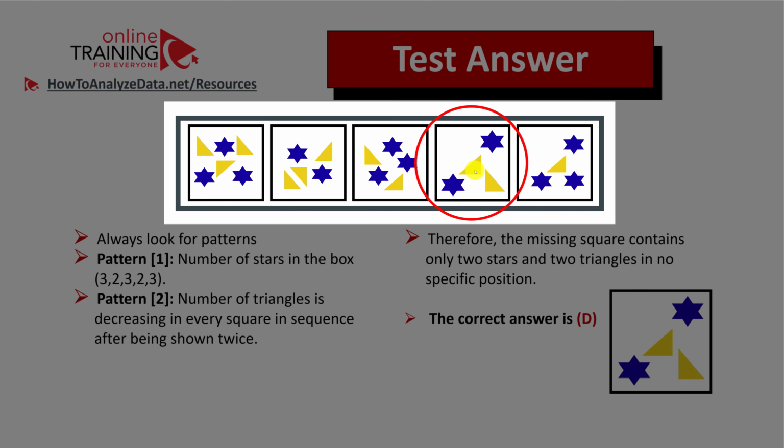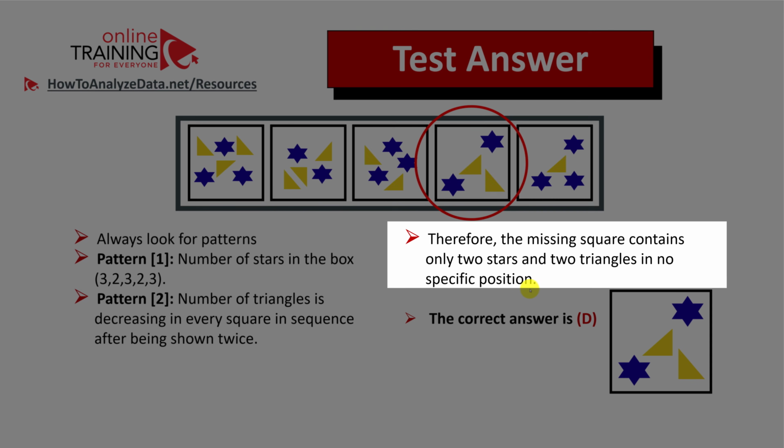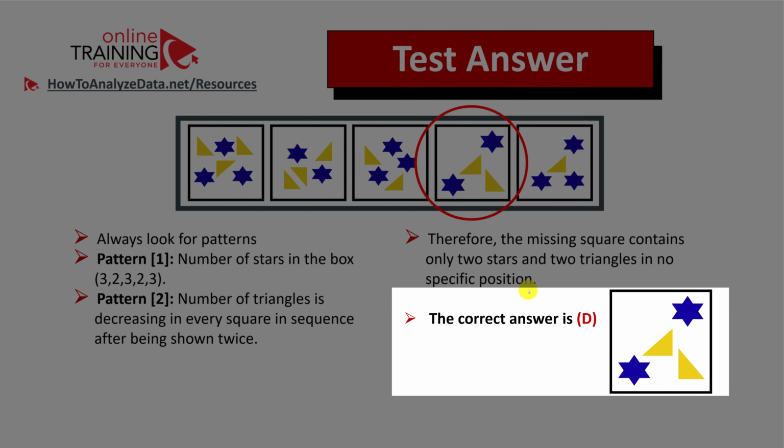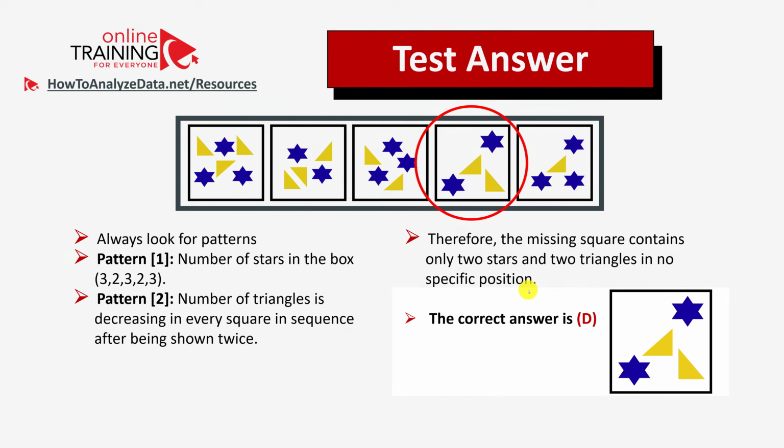So following this pattern, the missing object will also have 2 triangles, and then the last one will have 1 triangle. This is why the missing square contains only 2 stars and 2 triangles in no specific position. So the correct answer here is choice D. Hopefully you've nailed this question and now know how to answer similar problems on the test.